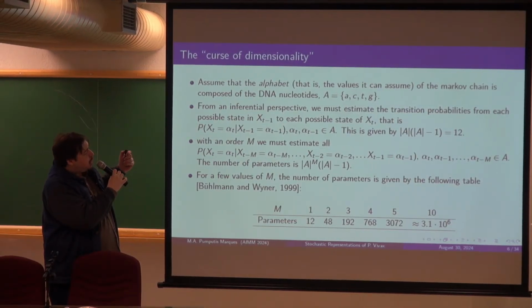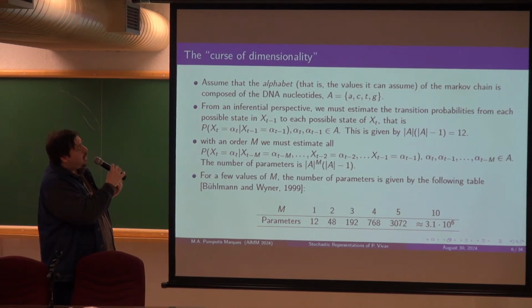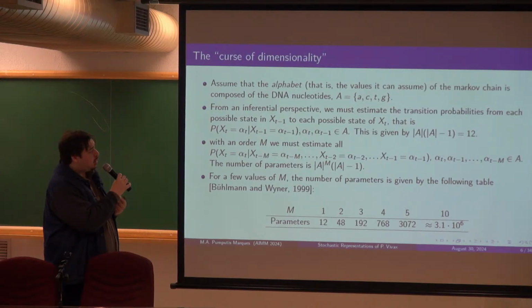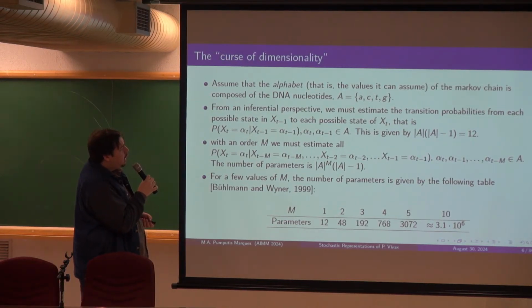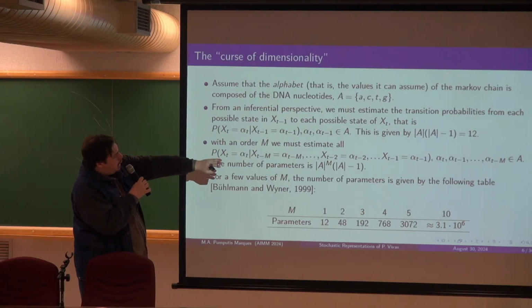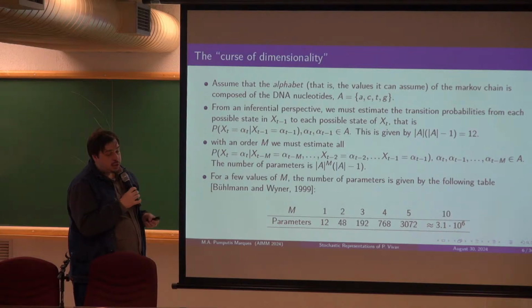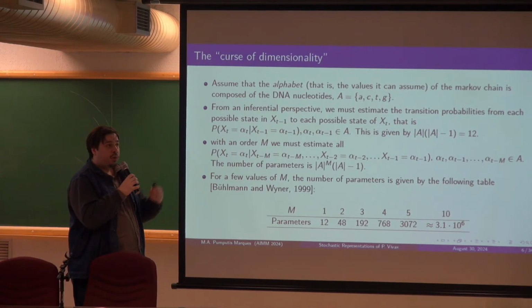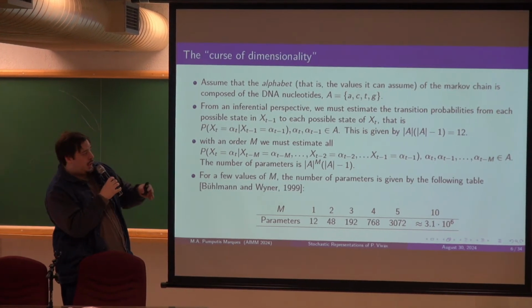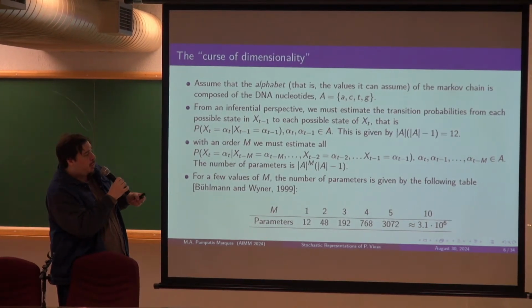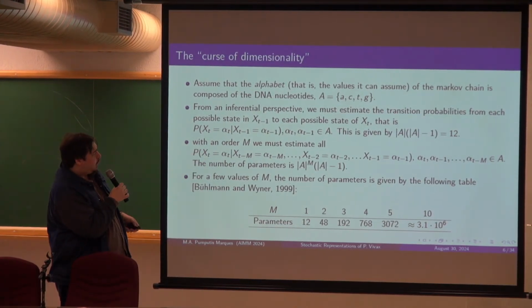From an inferential perspective, the number of parameters to be estimated in a simple Markov chain, a Markov chain of order 1, is given by the cardinality of the alphabet times the cardinality of the alphabet minus 1, which in this case is 12, right? Because we have to calculate the transition probability from each state to each state, but since they have to add up to 1, we subtract 1 from there.